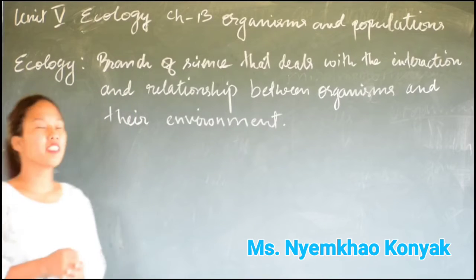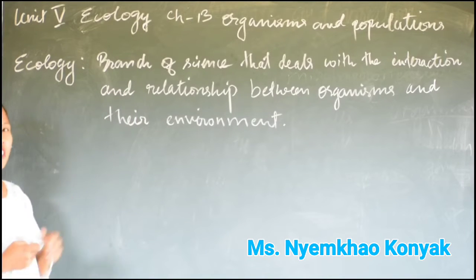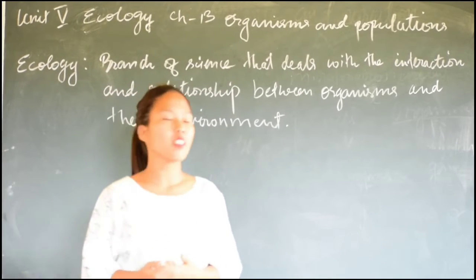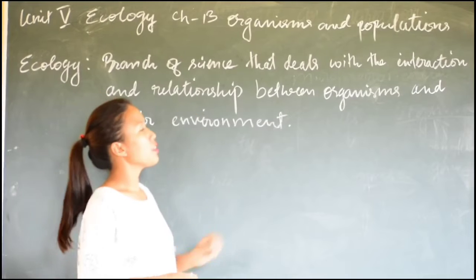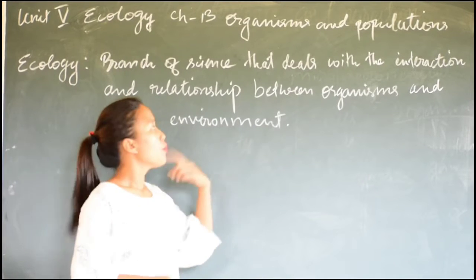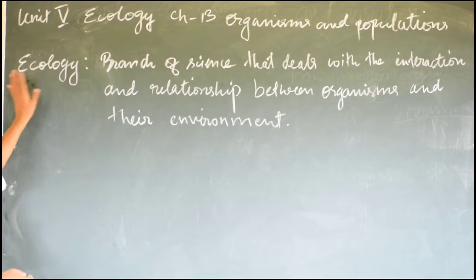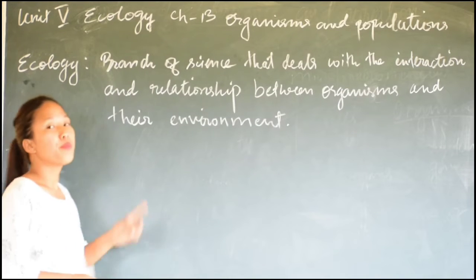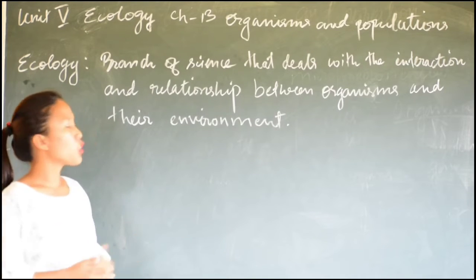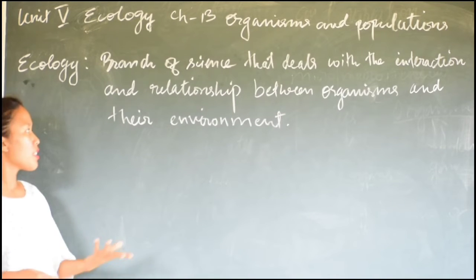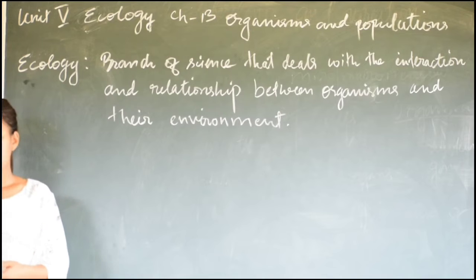Today we will study the fifth unit, that is ecology. Under ecology we have 4 chapters, and we will start with the first chapter, that is organisms and populations. Before that, let us first try to know the definition of ecology. Ecology is the branch of science that deals with the interaction and relationship between the organisms and their environment.